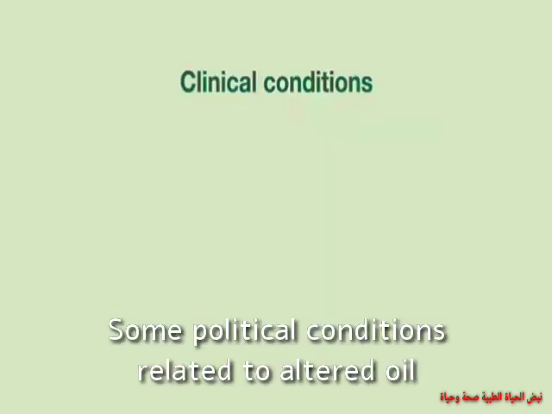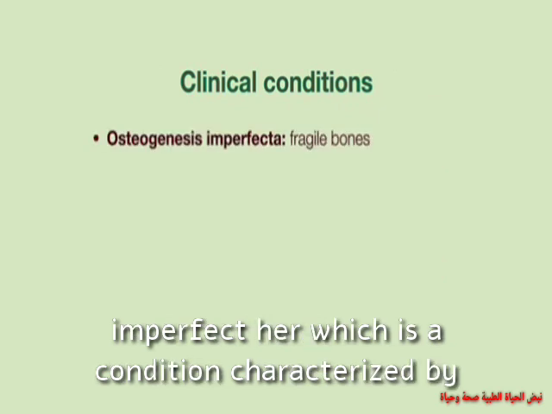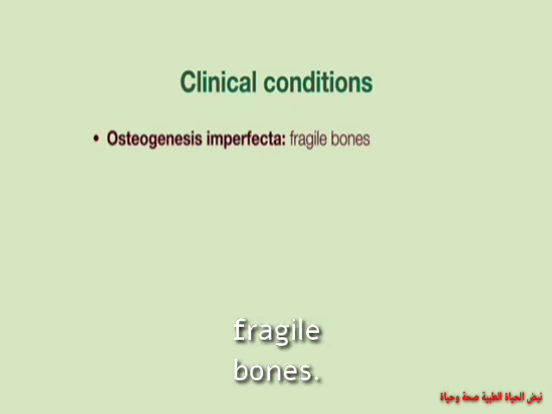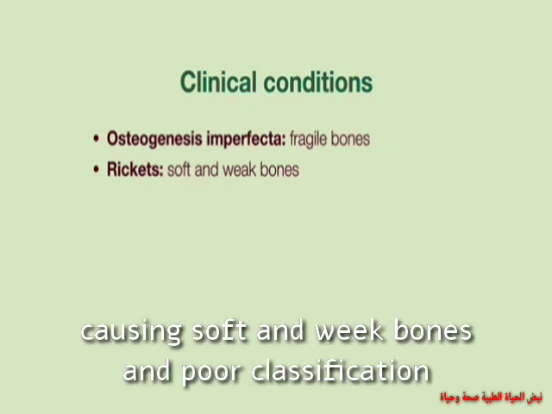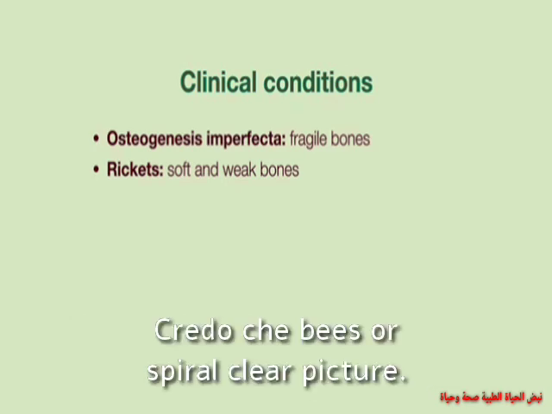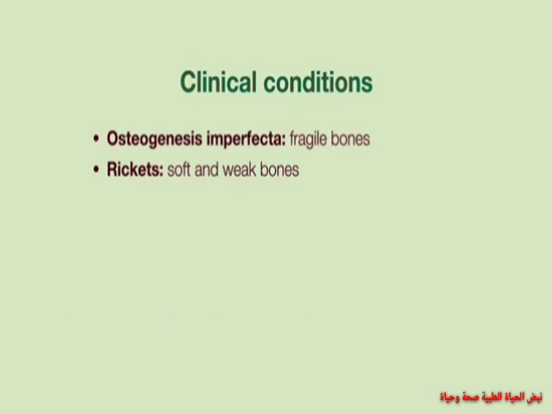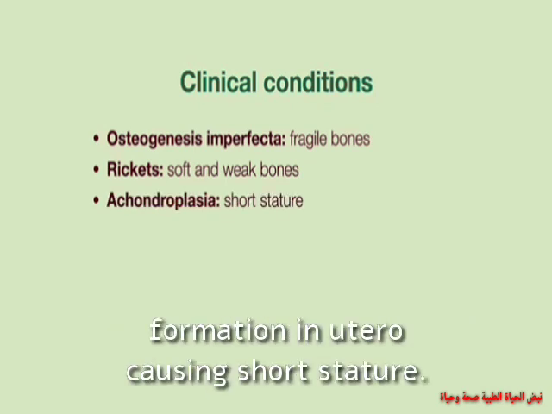Some clinical conditions related to altered or impaired ossification may include osteogenesis imperfecta, which is a condition characterized by fragile bones. Rickets is a condition related to vitamin D deficiency, causing soft and weak bones, and poor calcification of the growth plate, and patients may present with features of bowed legs, craniotabes, or spinal curvature. Achondroplasia is characterized by abnormal bone formation in utero, causing short stature.